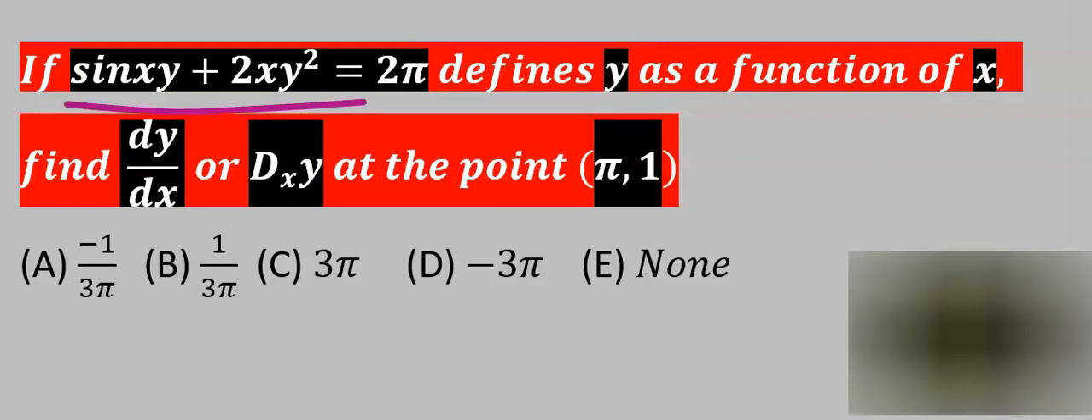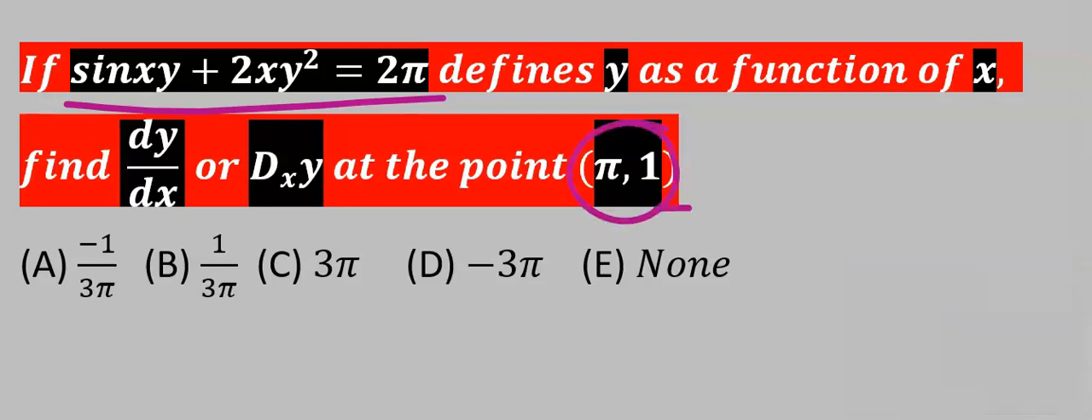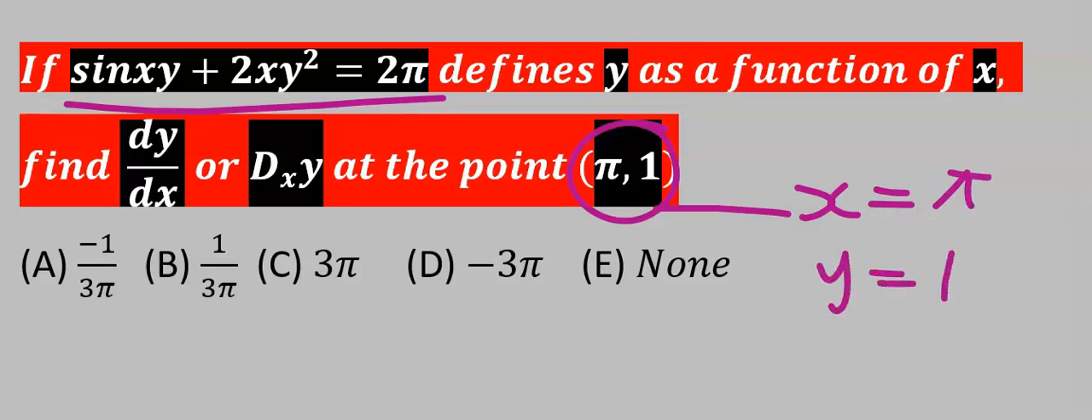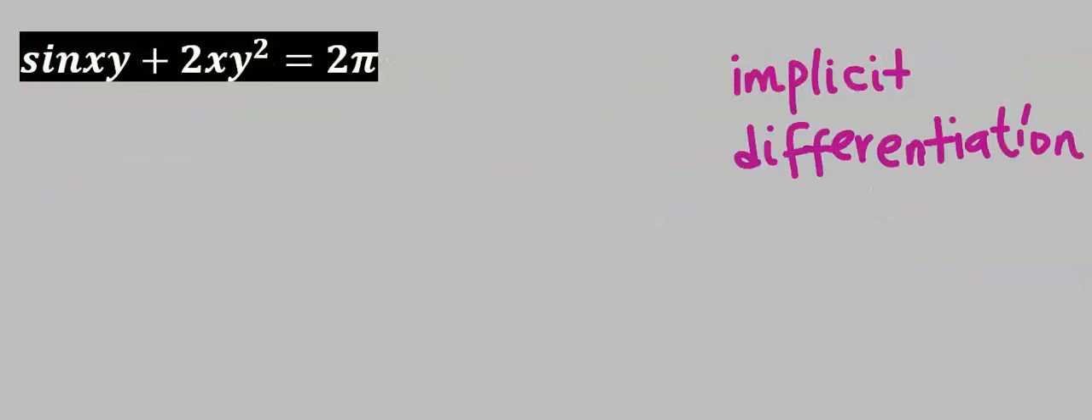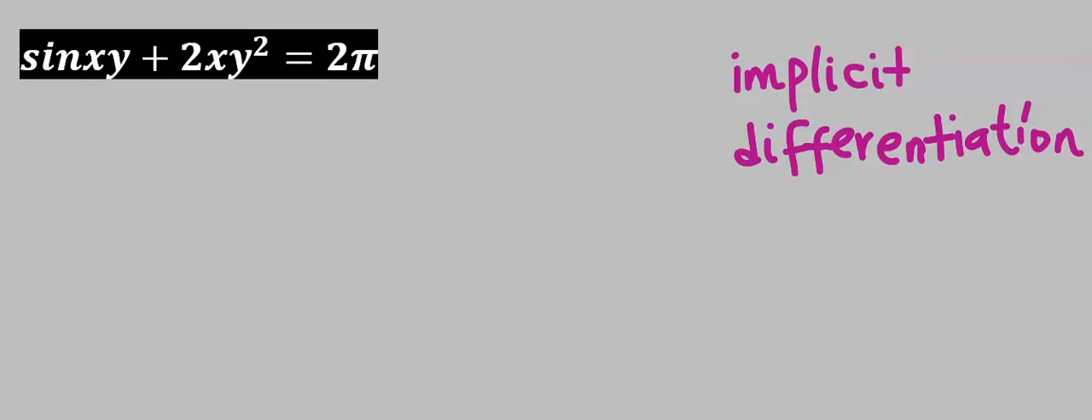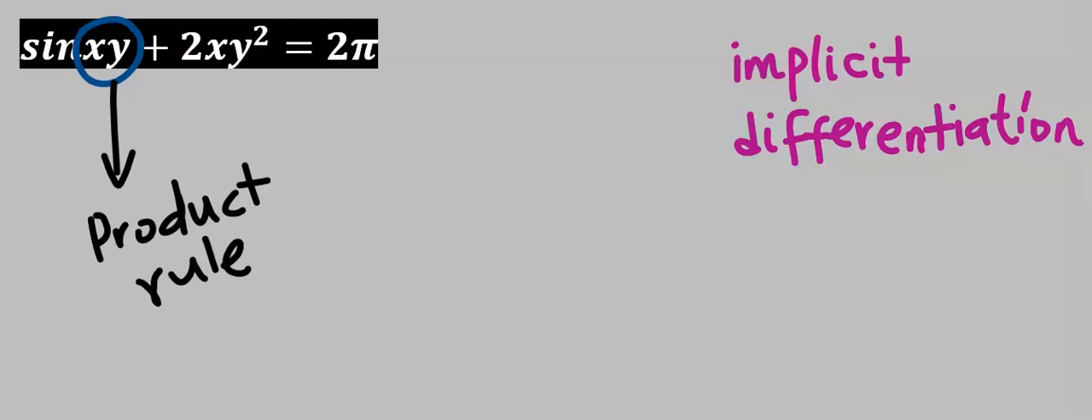Let's differentiate this function. And after we obtain dy dx, we're going to substitute x is equal to pi while y is equal to 1 to the final result. To solve this problem, let's apply implicit differentiation. In the front of sine, we have xy, and we're going to differentiate this using product rule.